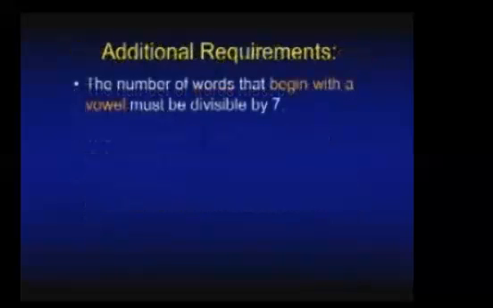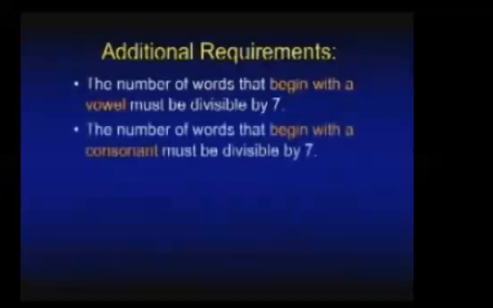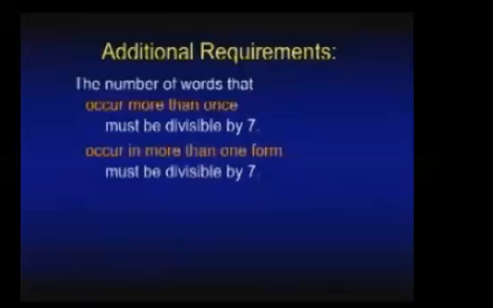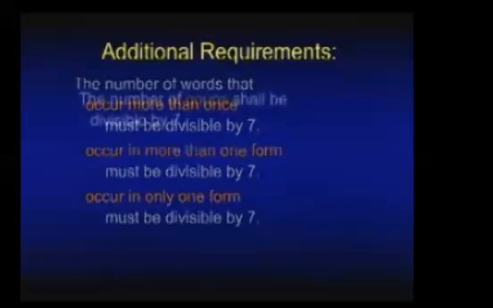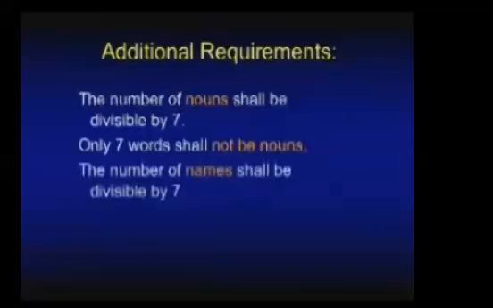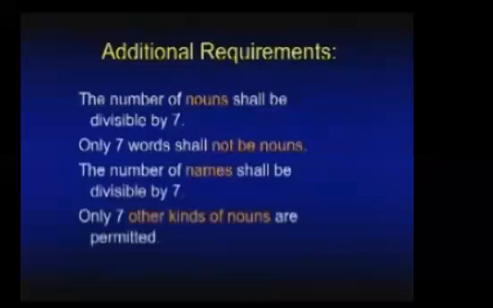I can go on here. Number of words that begin with a vowel, number of words that begin with a consonant, the number of words that occur more than once, occur in more than one form, only one form. Number of nouns that should be divisible by 7. Only 7 words will not be nouns. By now, you're probably saying, you can't play. This is too rough. I don't blame you.